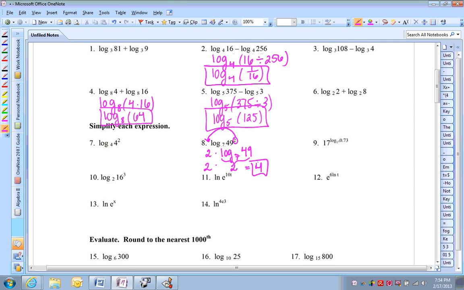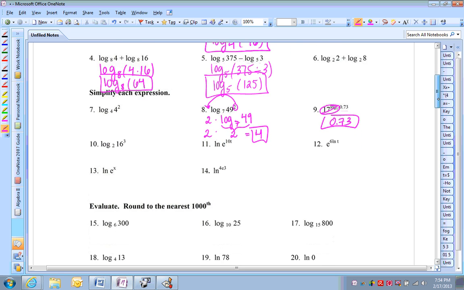Okay, on problem 9, we have two bases that already match. So this 17 is the base of this exponential expression. And in the exponent, the logarithm has a base of 17. So the way I handle those is if the bases match, I scratch. And what I'm left with is 0.73. Okay, so that is my answer to problem 9. Those were the only two problems we didn't do in the other video, so let's move on to the next section.